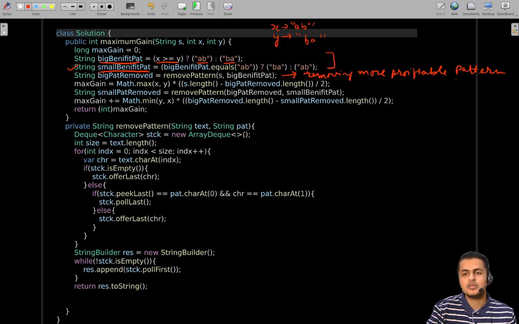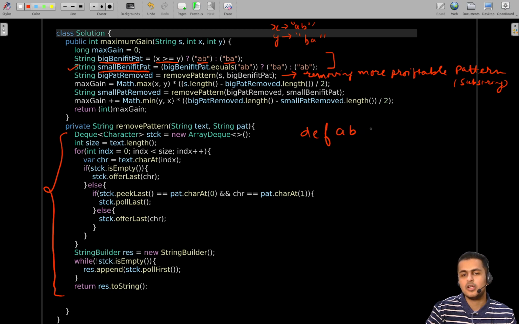Okay, pattern is nothing but substring. So once you remove it, and you might ask what is the procedure of removal. So this is the removal procedure. What you will be doing is, let's consider that scenario XYZ. Okay, let's consider something different. So DEF AB, and then DEF.